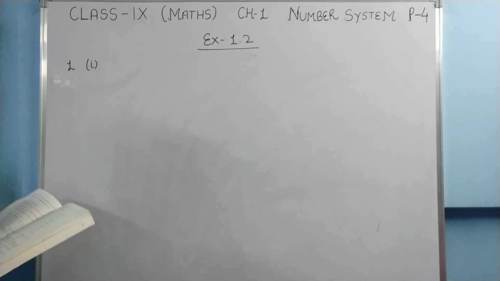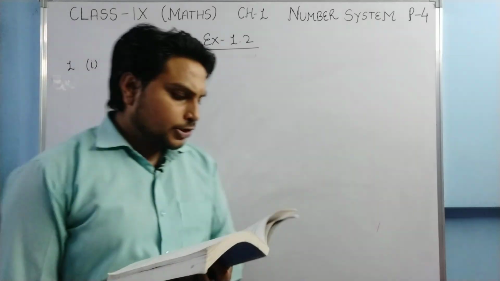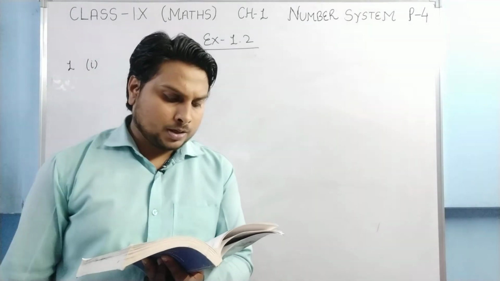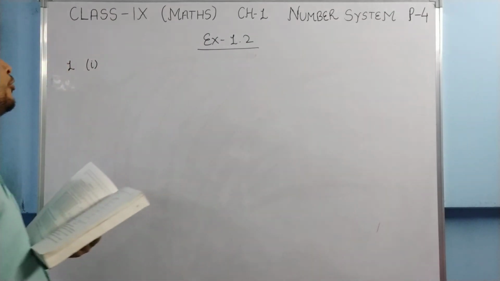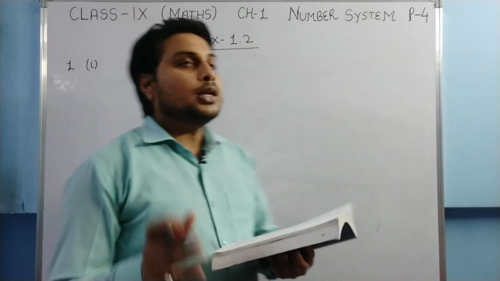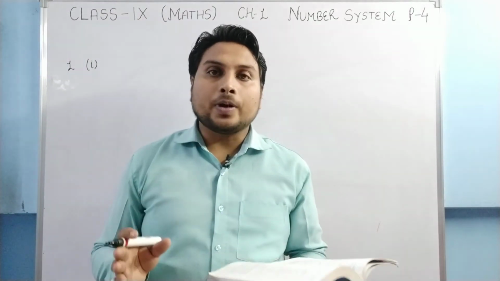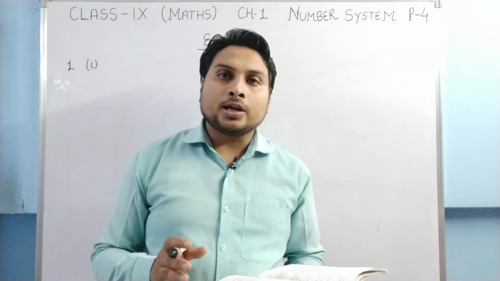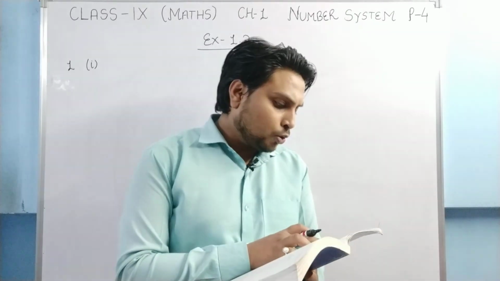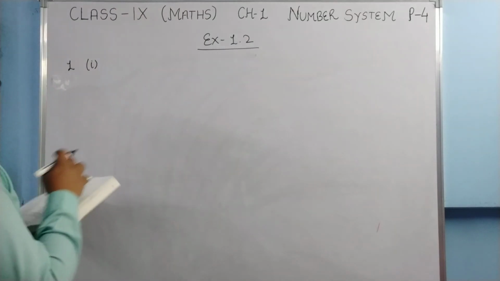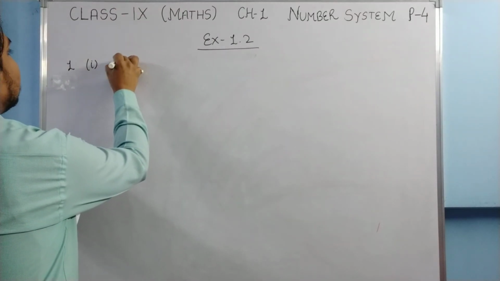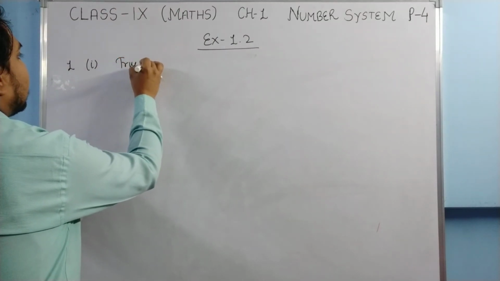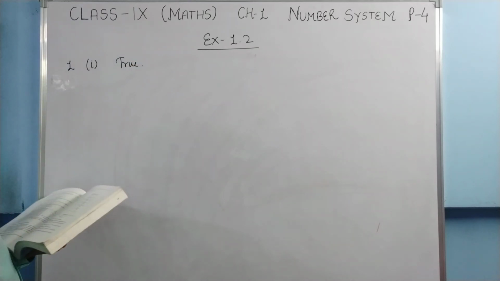The first part of question number 1 is, every irrational number is a real number. Yes, we know that real numbers are divided into two parts, rational and irrational. So yes, it is true that every irrational number is a real number. And it is also said to justify your answer.